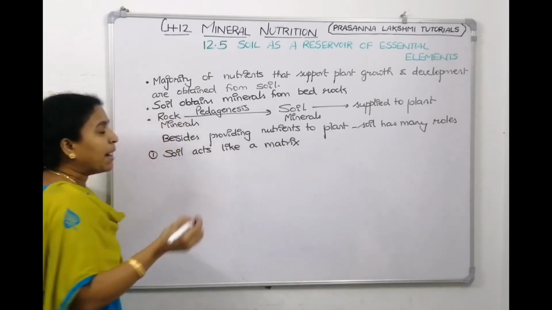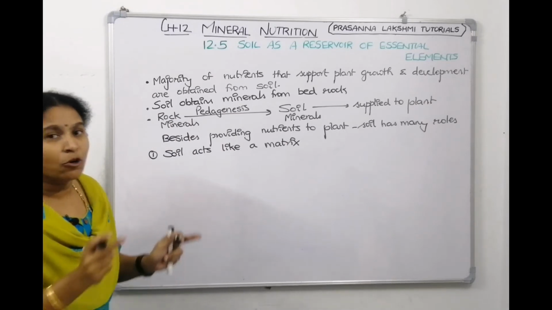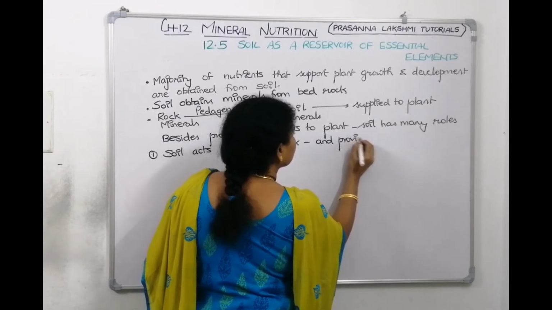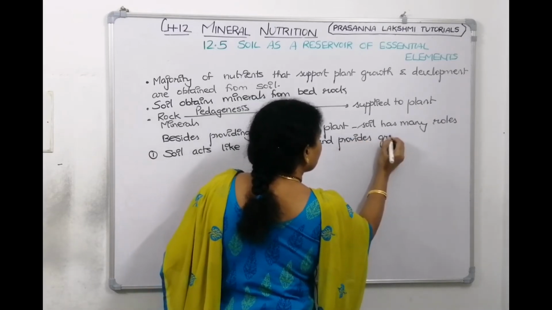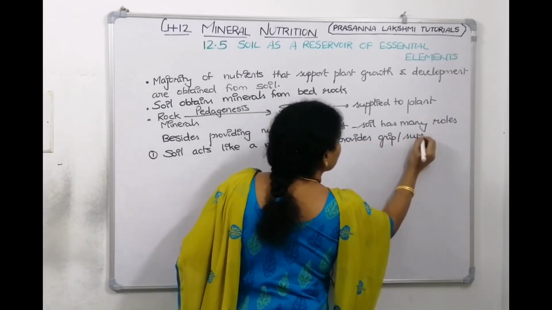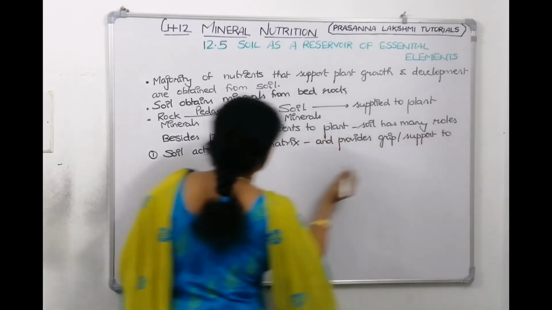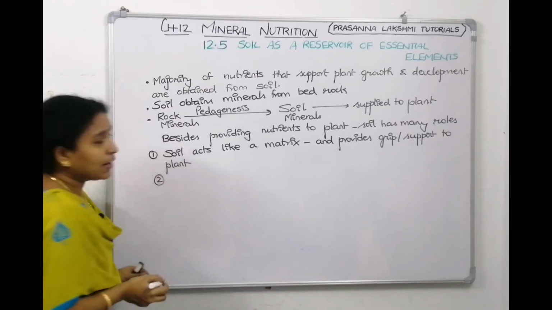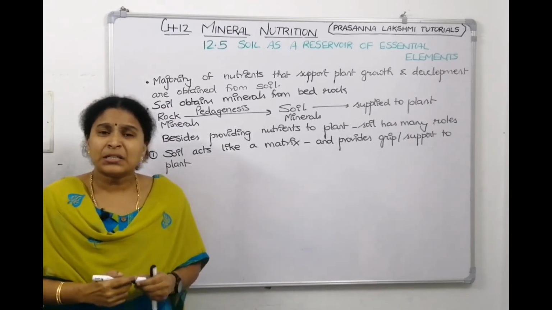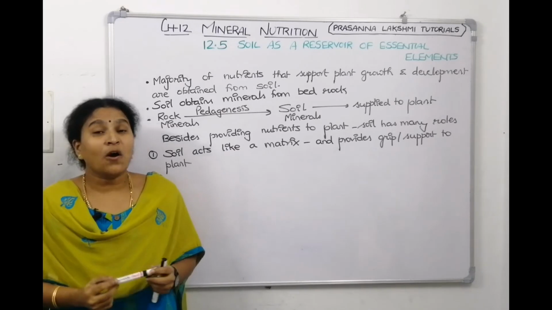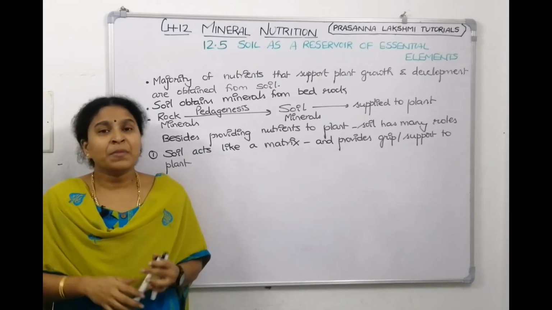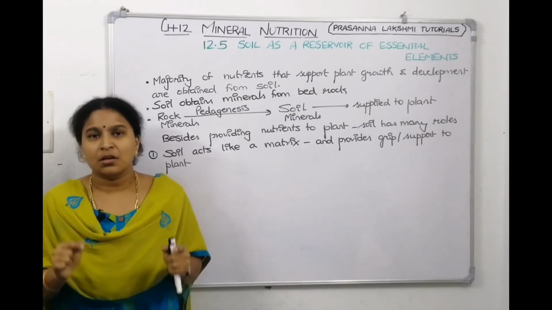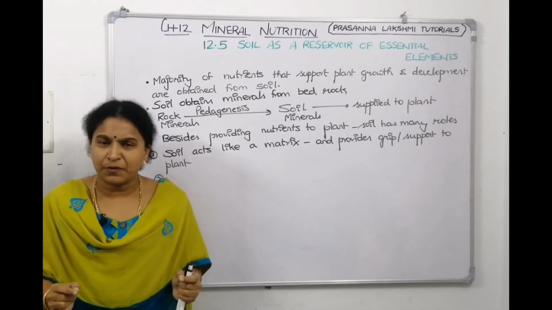Soil acts like a matrix and gives grip or support to the plant, isn't it? That is the first function. Now, the second function. Soil harbors many microorganisms. Soil harbors many insects. Now, is soil a good source of nitrogen or a very poor source of nitrogen? Soil is a very poor source of nitrogen.